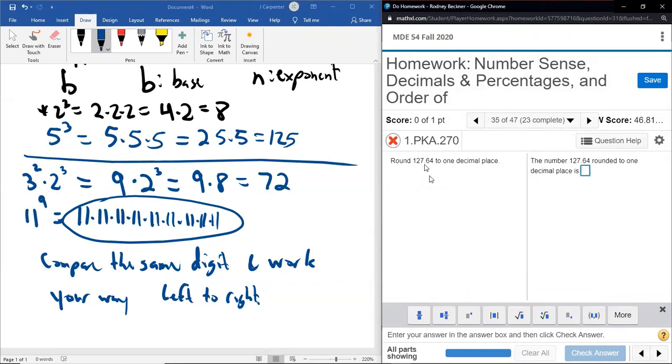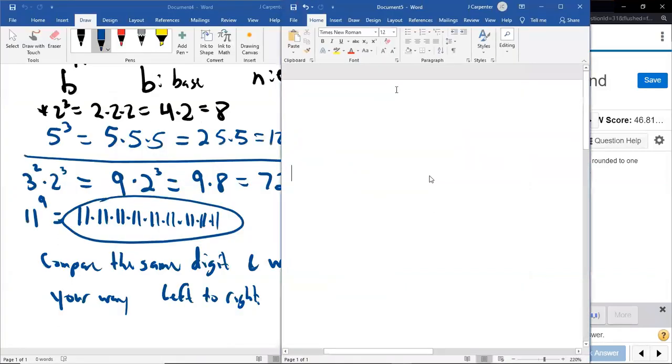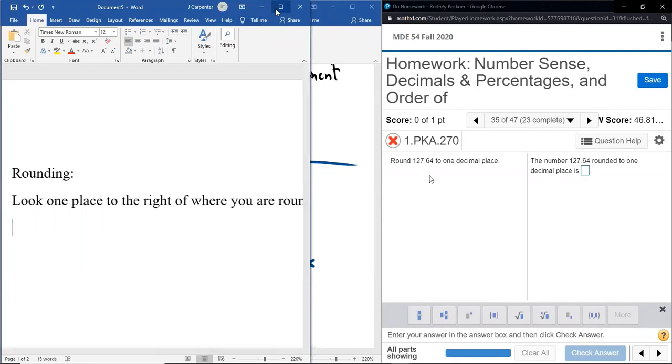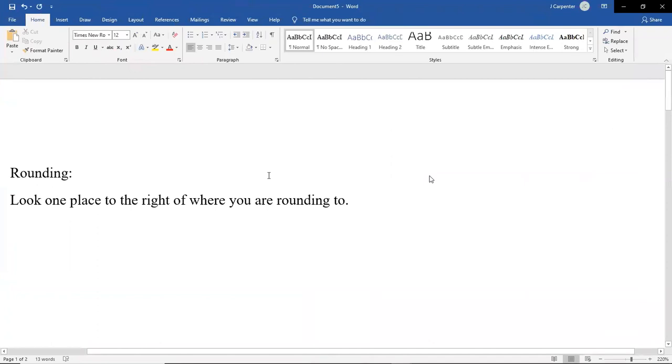So rounding to 1 decimal place. Remember, the trick with rounding is, I really would like this to be typing. New document, that's how we'll fix it. Enter 10 million times, scroll back up, here we go. So rounding, how do we round? If you're asked to round to a specific decimal place, you have to look 1 place to the right of where you are rounding to. I'll maximize this for now. You look 1 place to the right of where you're rounding to.